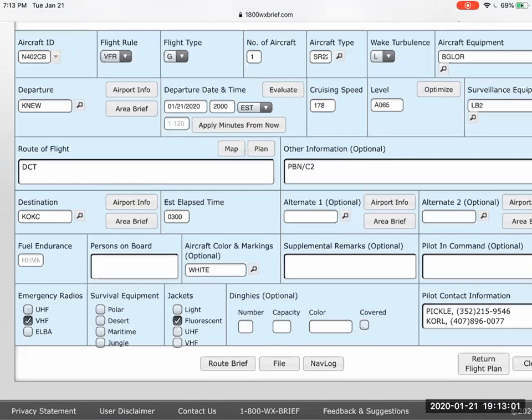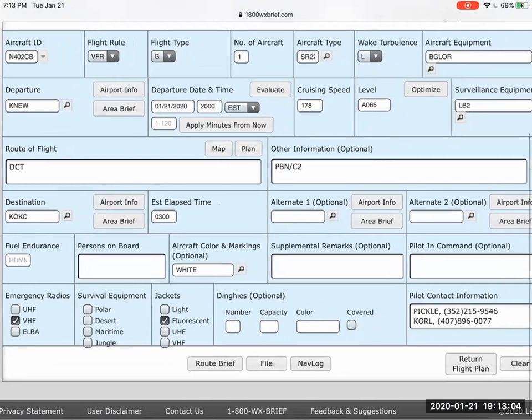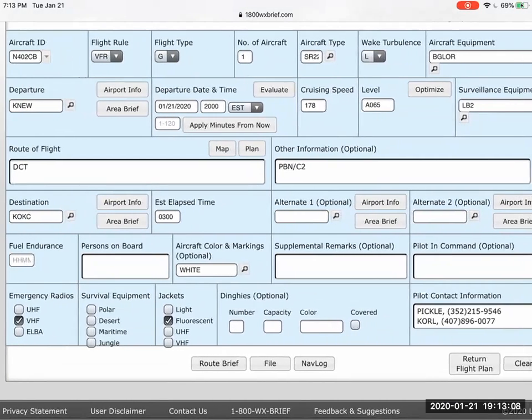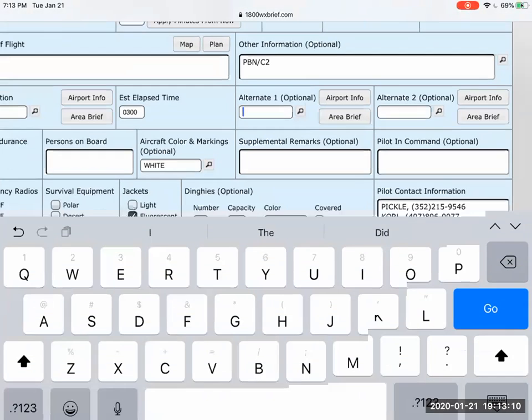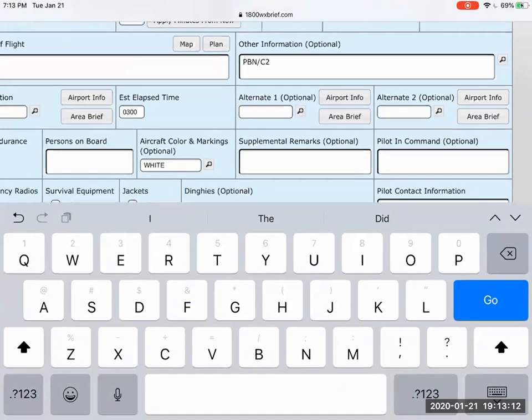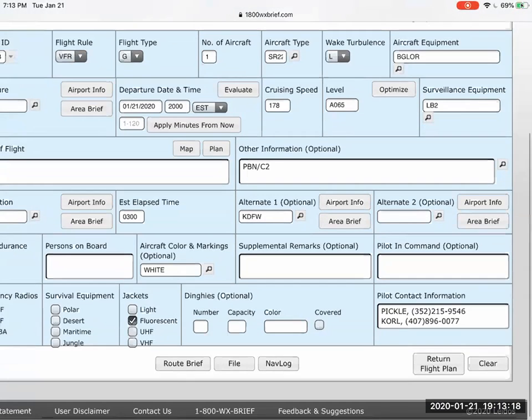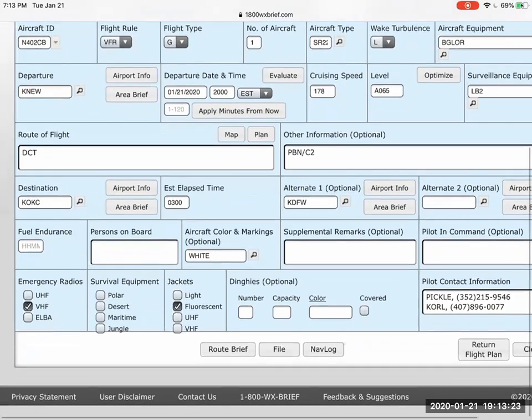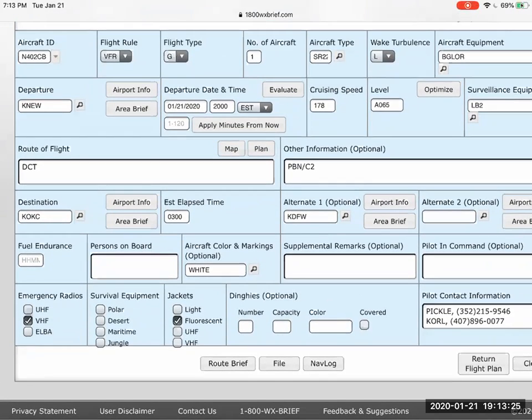We don't really have a planned alternate at this point. We're just getting an initial picture on our weather. So for now, we'll leave that blank. Or perhaps, if we just had any idea, we could throw something in there. Let's say maybe it looks like turning southbound would be a better option. So we'll put in Dallas Fort Worth International, at least to have an idea of what the weather is like in that area. All right, let's see if I put everything in correct.